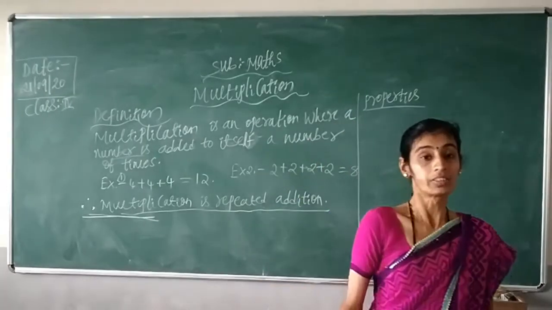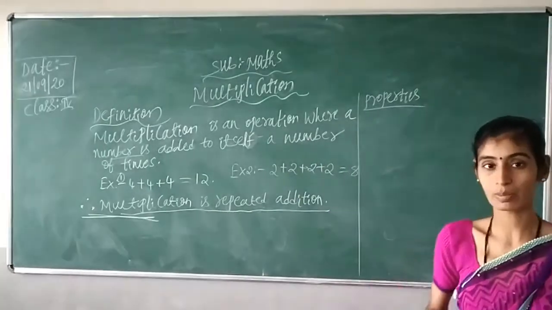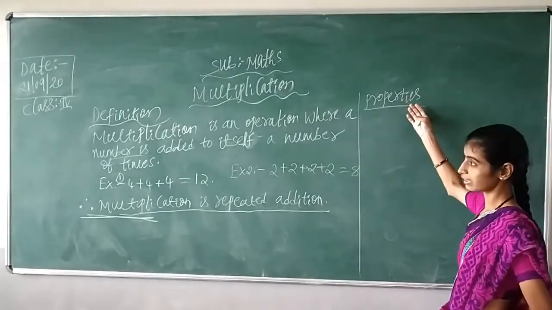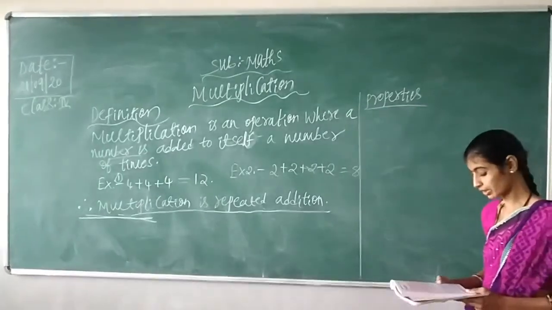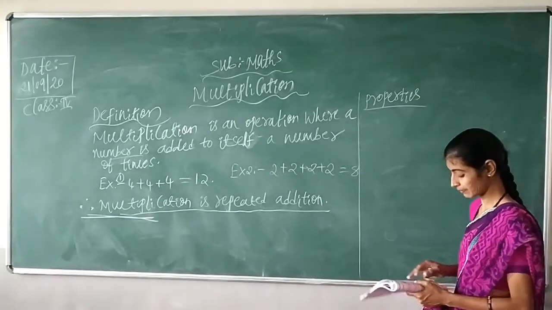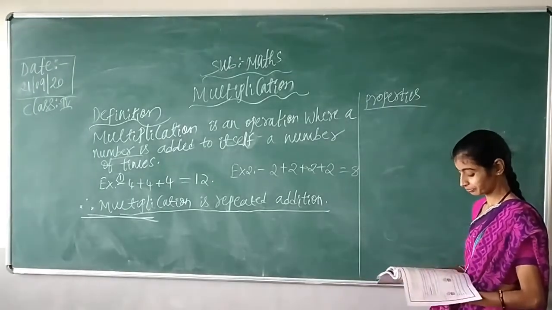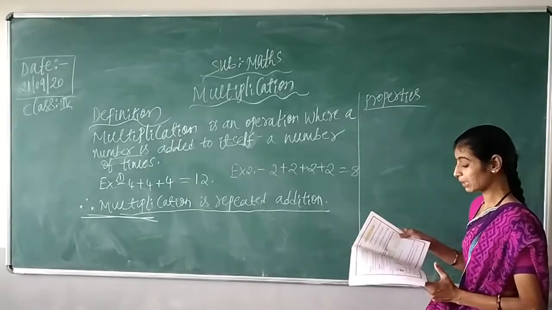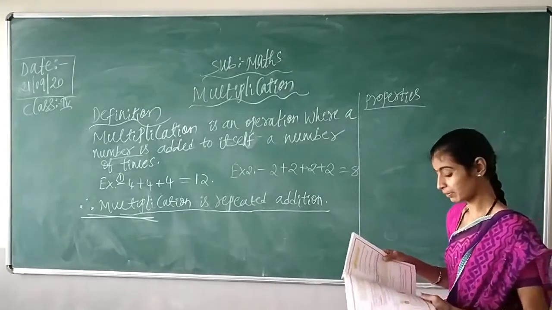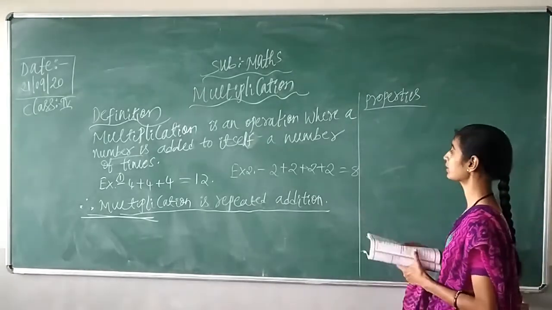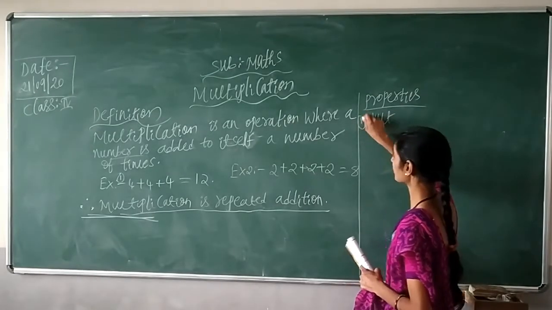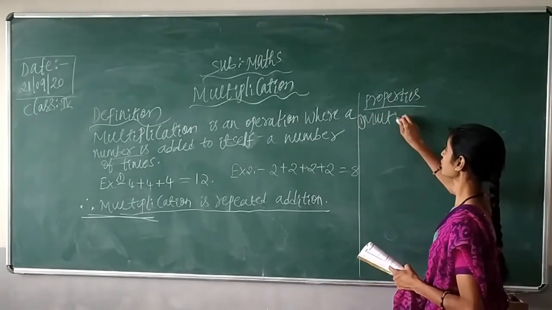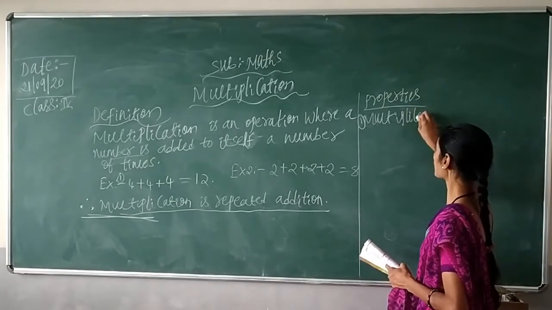Then multiplication has some properties. So let us see the properties related to multiplication. What are the properties of multiplication, children? Okay. Multiplication property of multiplying by 1. This is property 1. Multiplication property.